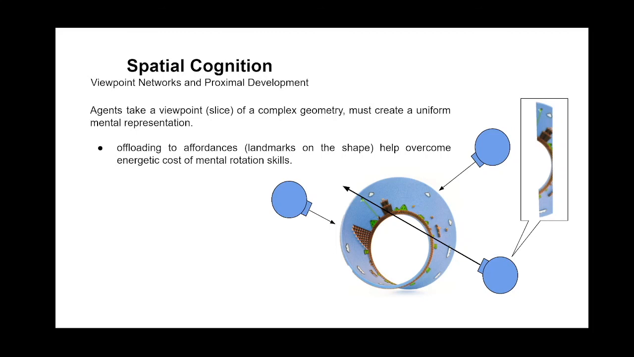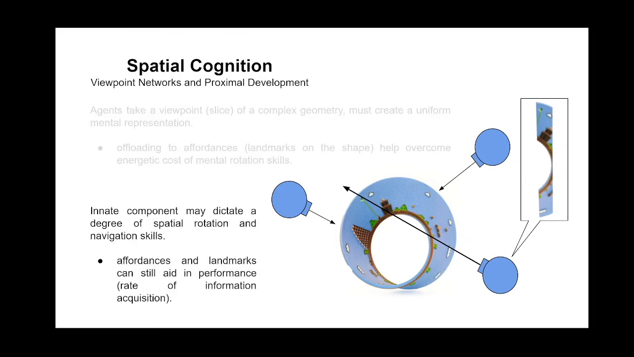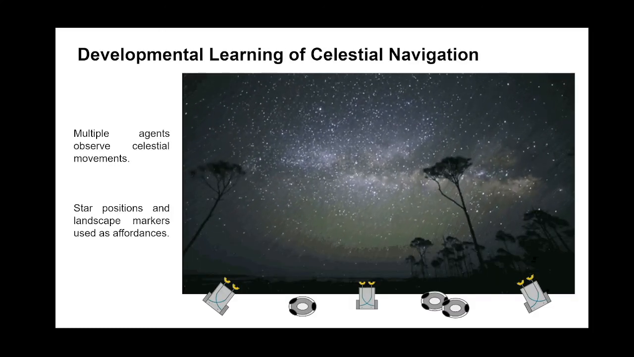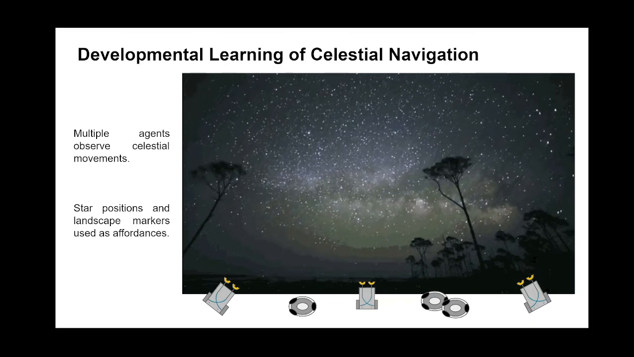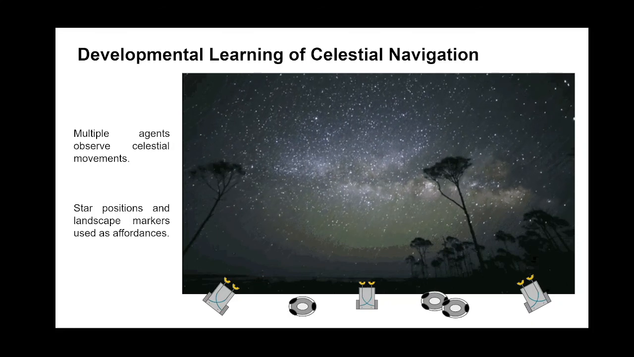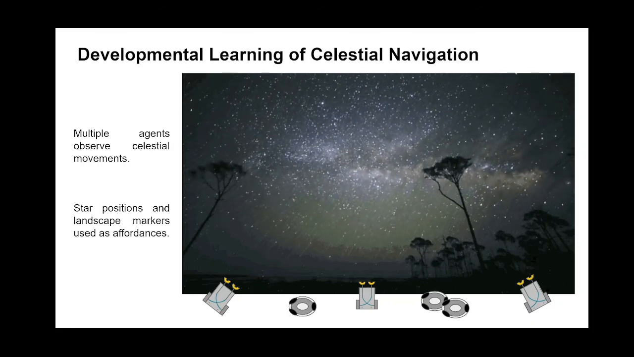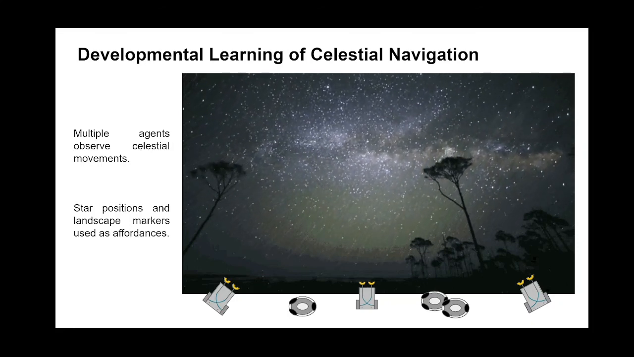And so this, again, is these agents evolving internal models, offloading to different points on this landscape, and then deriving a common representation. The innate component may dictate a degree of spatial rotation and navigation skill. Finally, we can turn to the developmental learning of celestial navigation, an experiment where we can put agents on the ground and make them look at a star field that moves systematically and learn things from those positions.